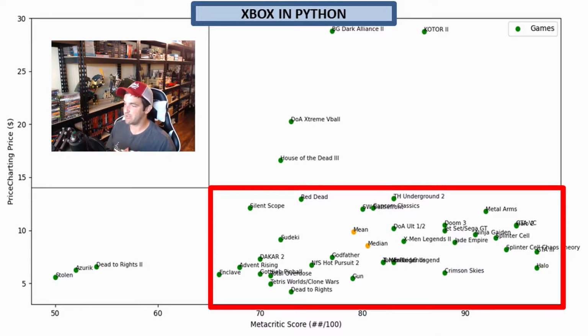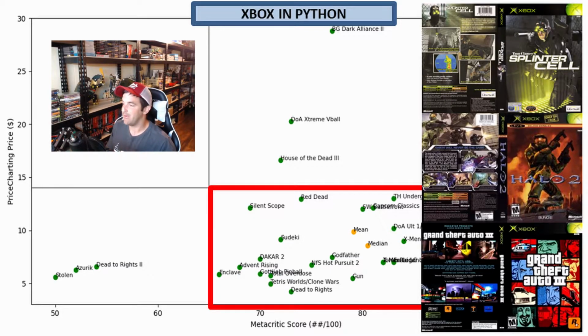The vast majority of my collection should be as relatively, that's an important word, relatively cheap and good as possible. I want my shelves full of Grand Theft Autos, Halos, Splinter Cells, X-Men Legends. Anyone who owns an Xbox could get literal months of joy from like $100 worth of these games.